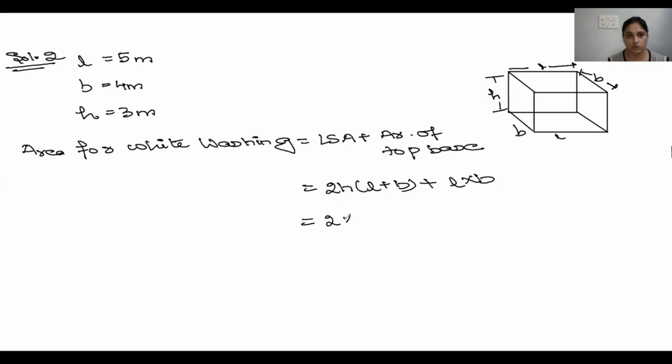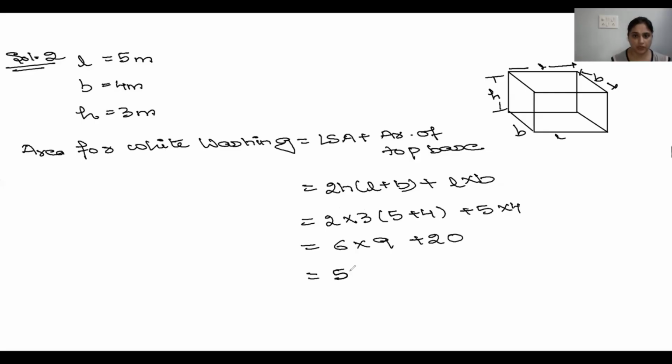Now we have 2 into H, that is 2 into 3, (L plus B) is 5 plus 4, plus LB, that is 5 times 4. So that is 6 into 9 plus 20. So which will give me 54 plus 20. So this is 74 meter square. Very simple. So now what we need to do, bacha?